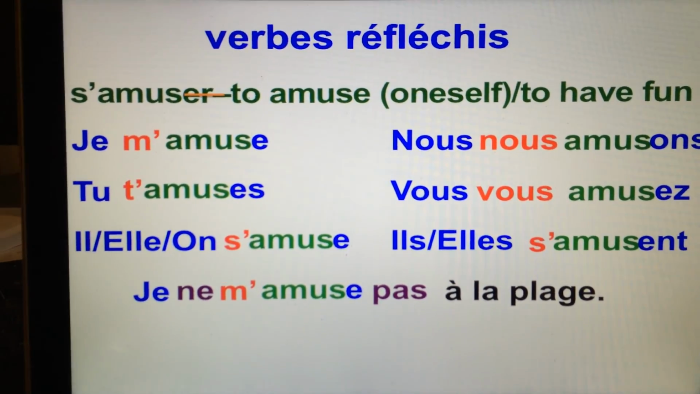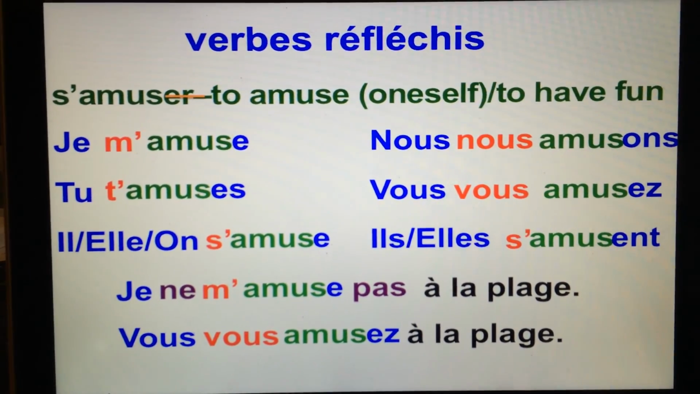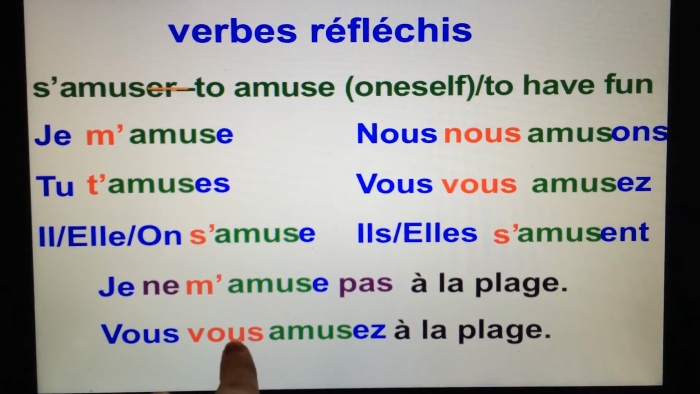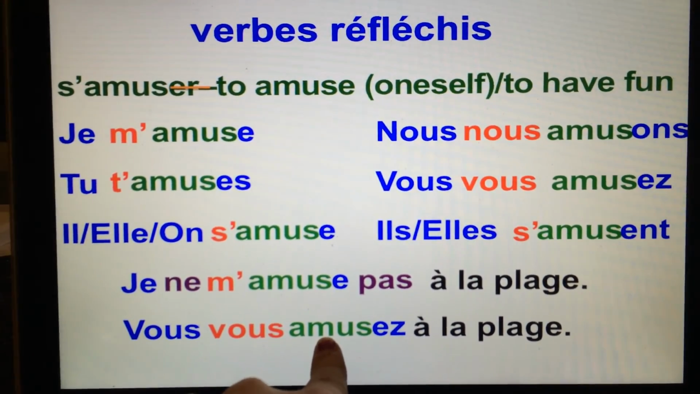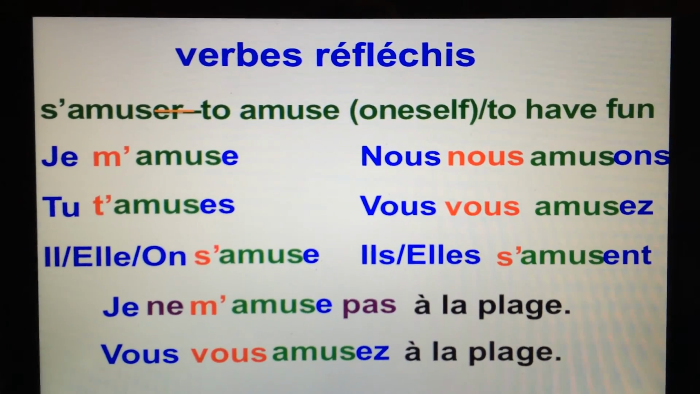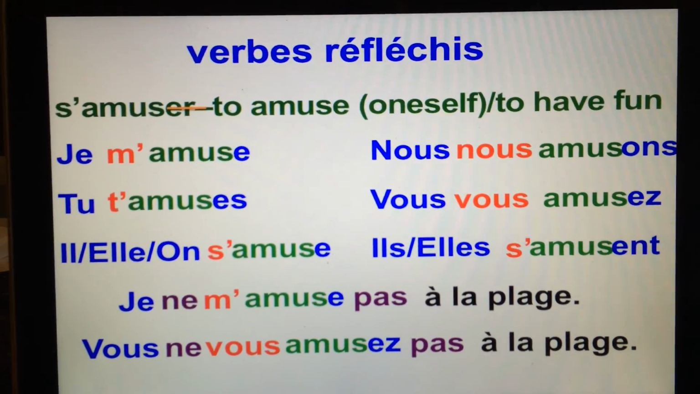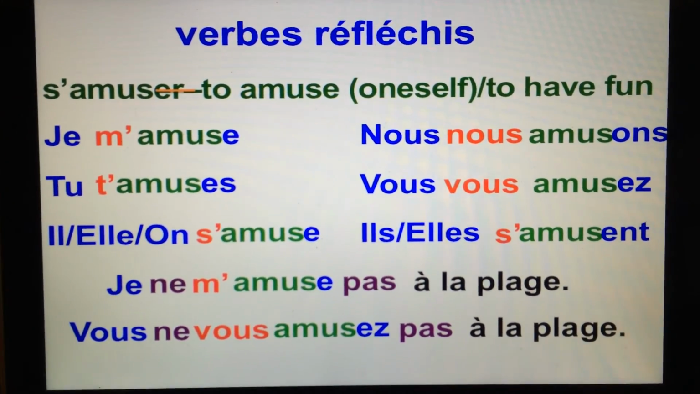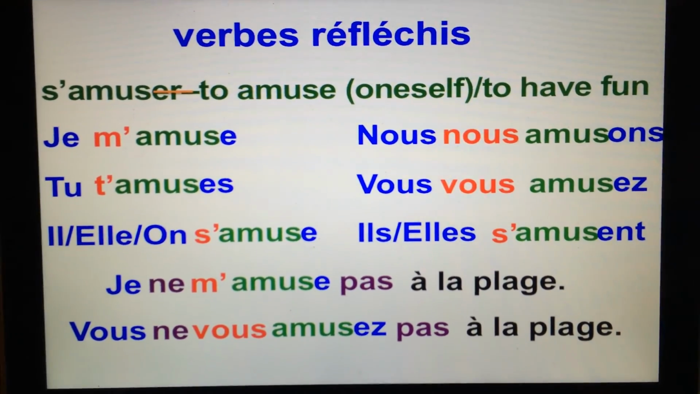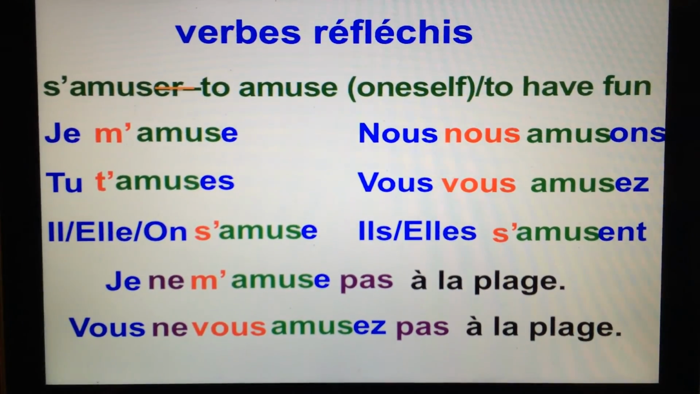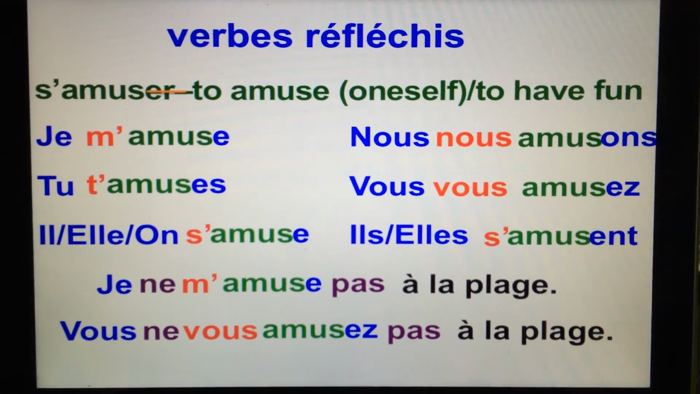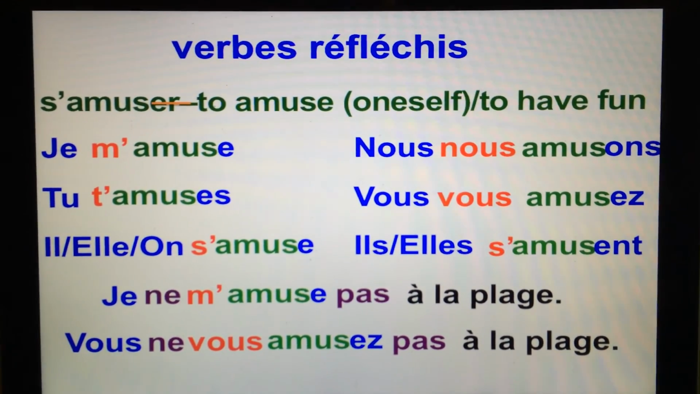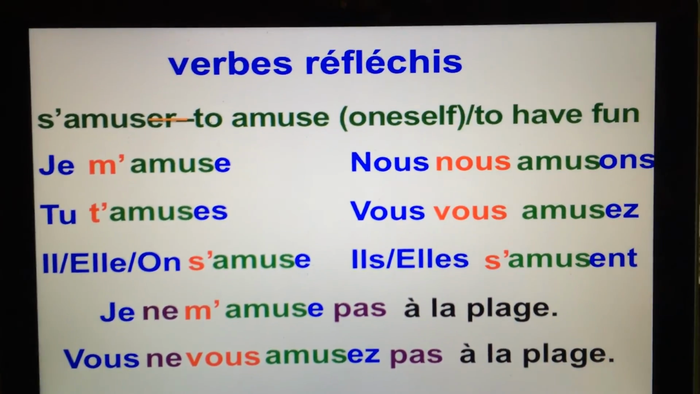All right. And then we'll do another example here. Vous vous amusez à la plage. You're having fun at the beach. But if we make it negative, once again, this reflexive pronoun loves that verb so much that they stay together. And we get vous ne vous amusez pas à la plage. You are not having fun at the beach. Okay, go ahead and take a moment, copy down this example onto your notes. And when you are done, you can go ahead and put this notes page into the verb section in your binder. And when you're done with that, go ahead and hit play again and we'll continue.